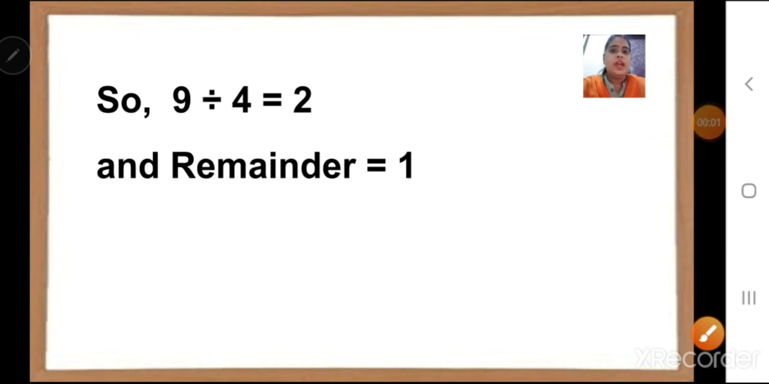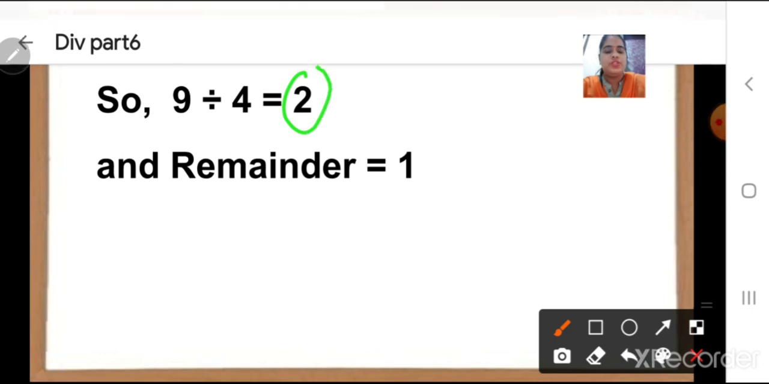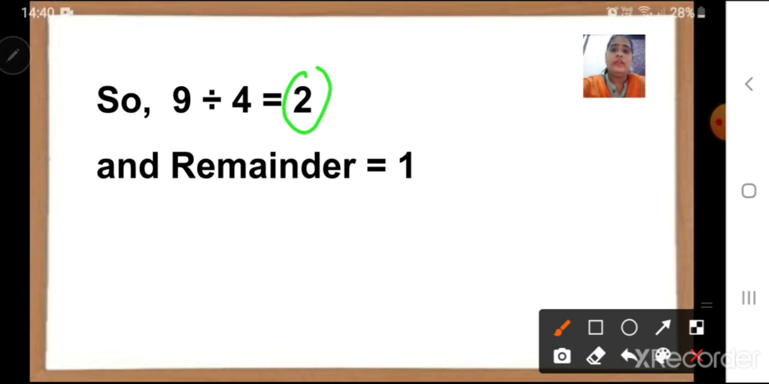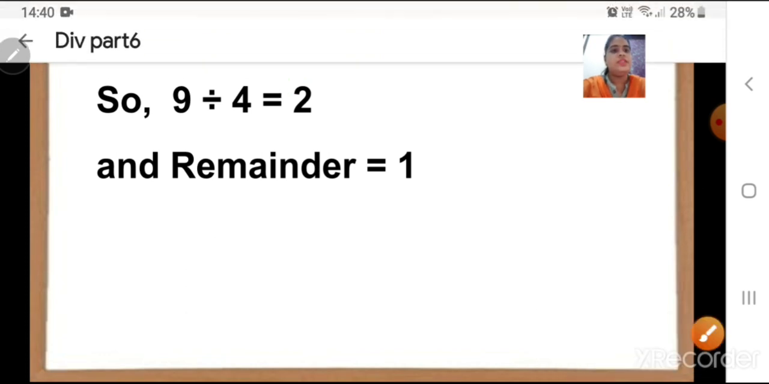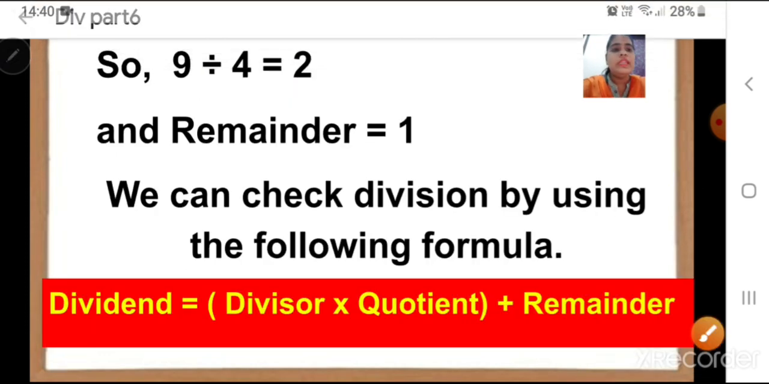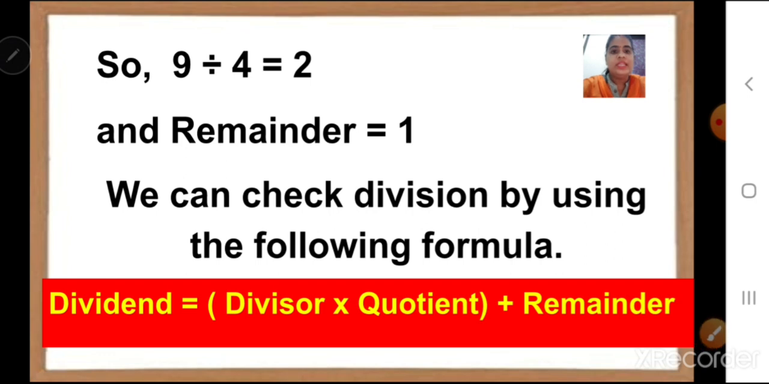Children, now we have got this answer, number 2. The quotient is 2. Now let us see whether the answer that we have got is right or wrong, whether it is correct or not. How are we going to find out? With the help of a formula. Now what is that formula? The formula is dividend is equal to divisor multiplied by quotient plus remainder.